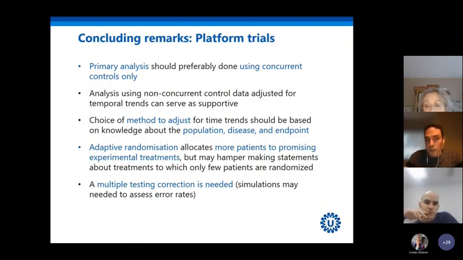And because you test multiple treatments in a single trial and compare them against the same comparator, multiple testing correction is needed, but mainly because you use the same control arm for all comparators.